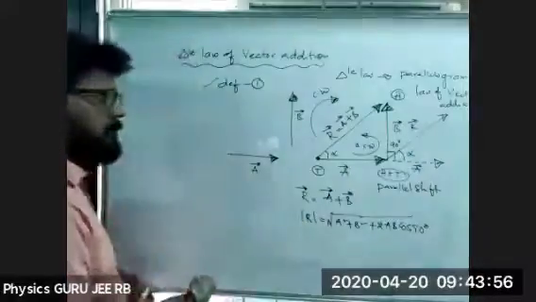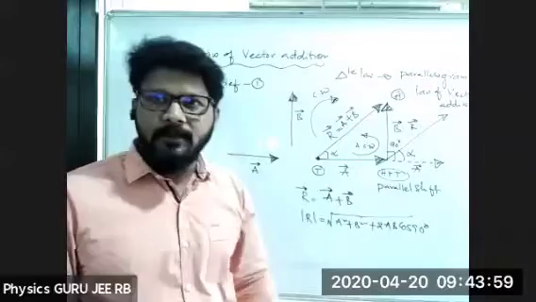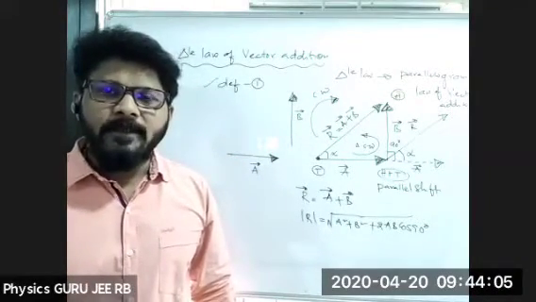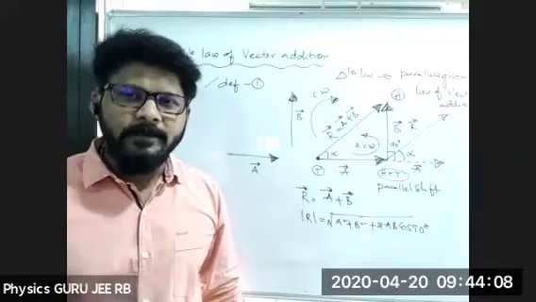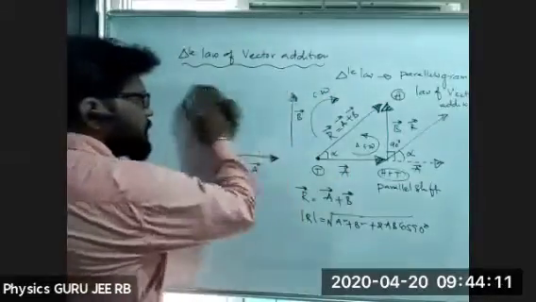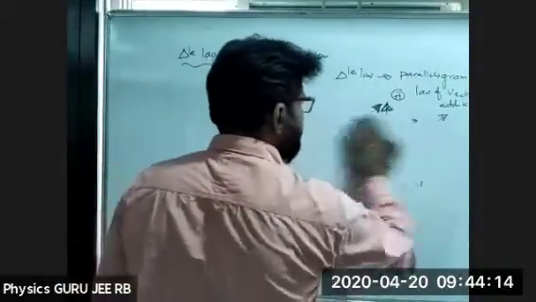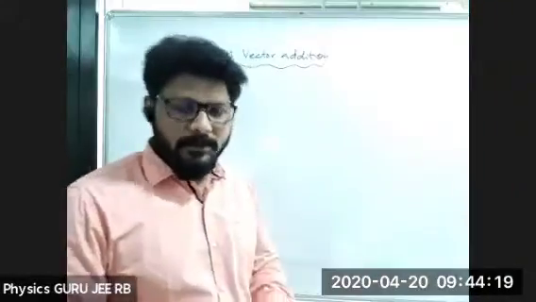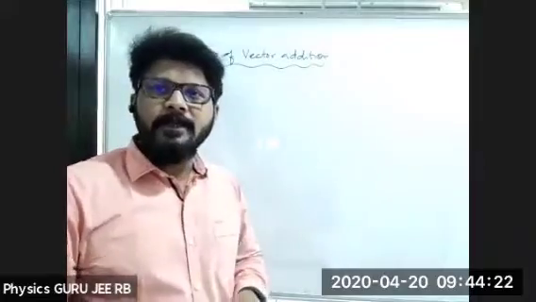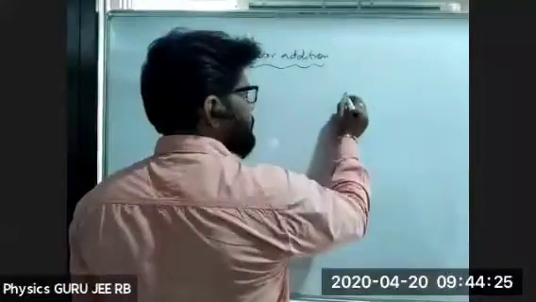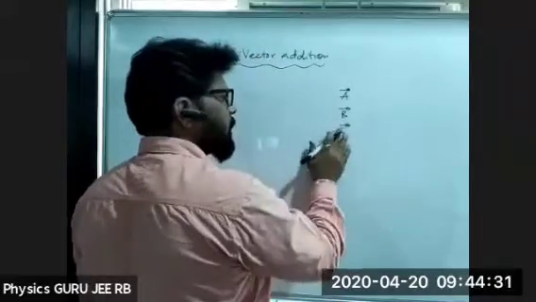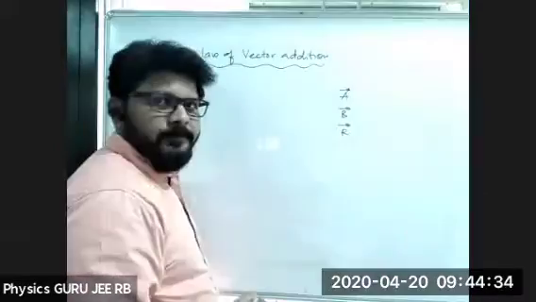Okay, now definition 2. I think hopefully everybody is comfortable. Definition 1, all of you, yes or no? Fine, right? Now let's go to the next, definition 2. What is definition 2? Definition 2 is nothing but, if I have three vectors, let me take three vectors: vector A, vector B, vector C or vector R. Let's take that, fine.